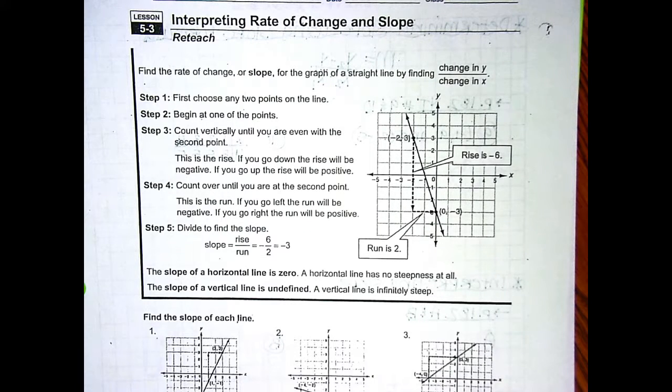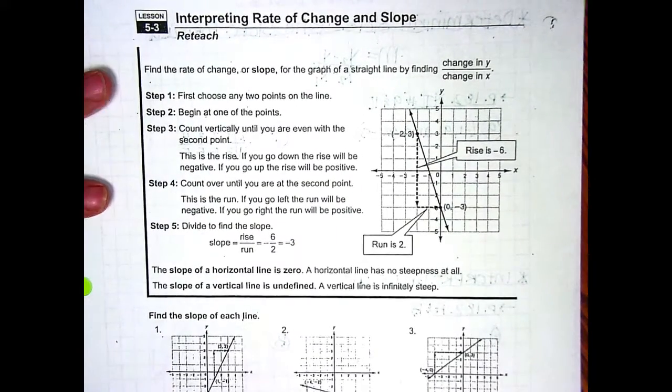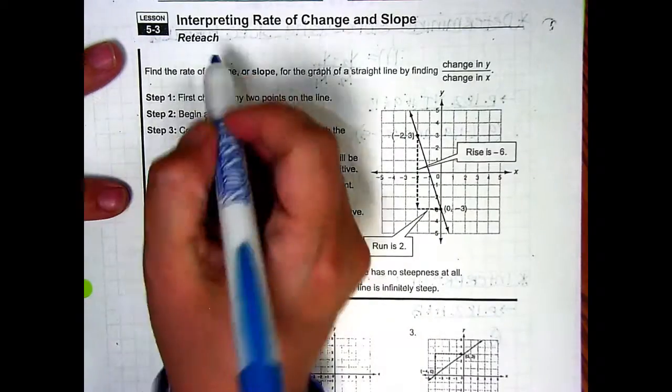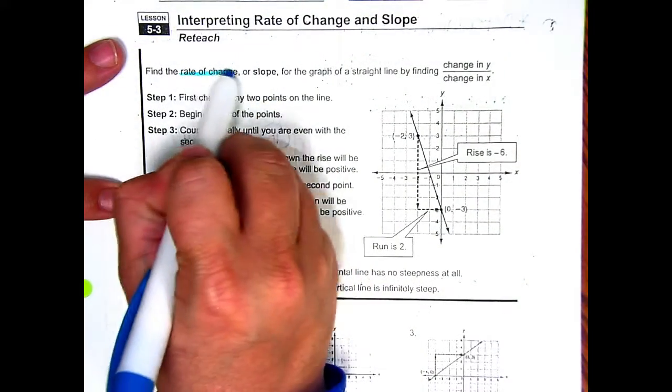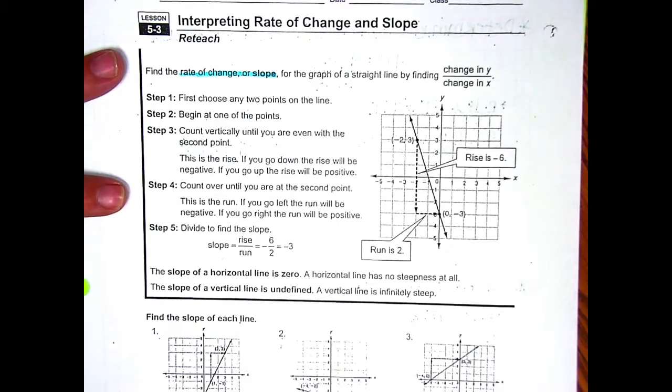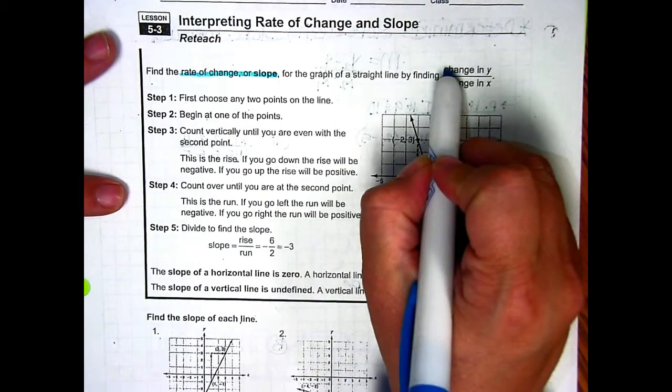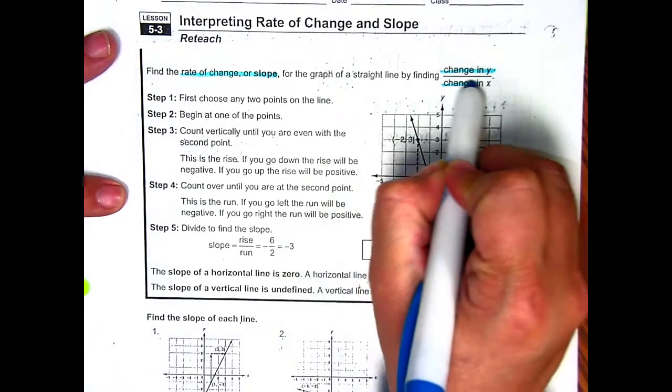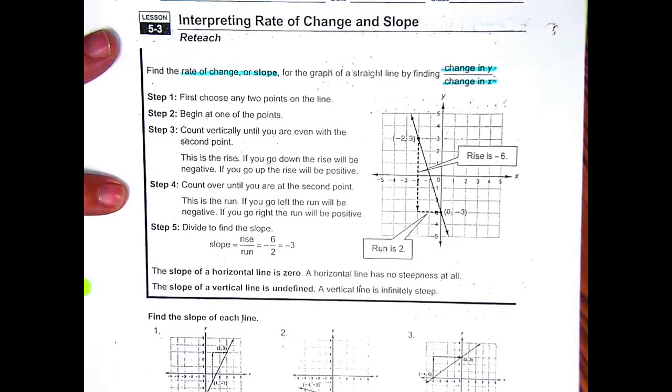Okay, these are your notes for 5-3, interpreting rate of change and slope. Rate of change and slope are the same thing. Okay, so rate of change is slope. We can interpret or find it by calculating the change in y over the change in x.